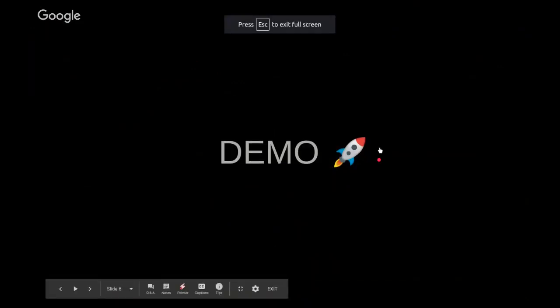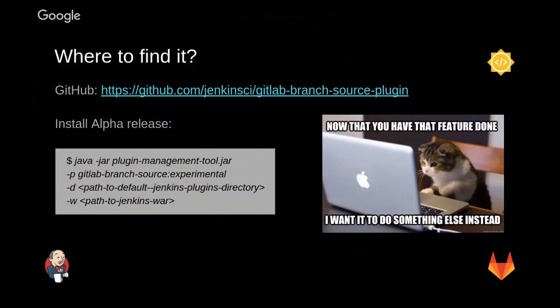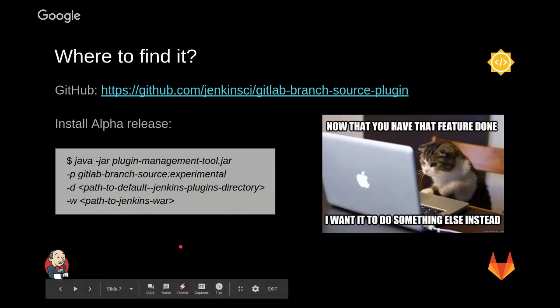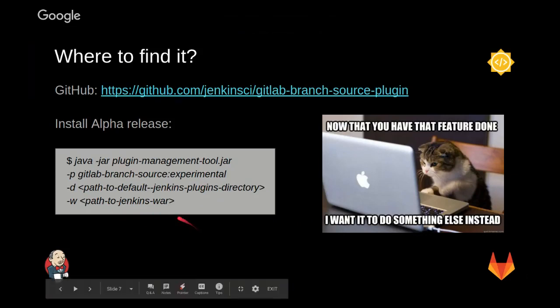So these are some of the features, but not everything could be covered in one demo. You can go ahead and try it from our plugin repository, and you can build it from the source. We have documentation about it, and we have also made an alpha release. You can install it from the experimental update center by using one of the new plugin management tools that is also part of a GSoC project. You can just download this binary from the repository and run this particular command, and it gets installed in your Jenkins instance, and you can test it out.